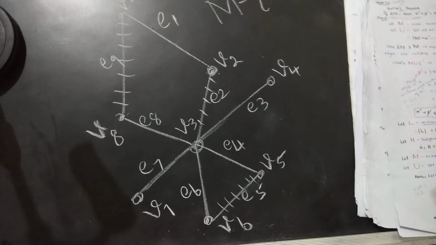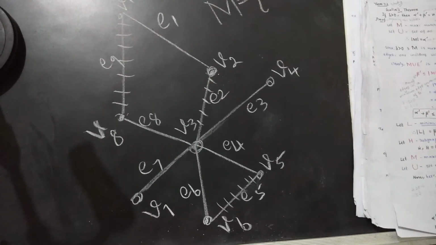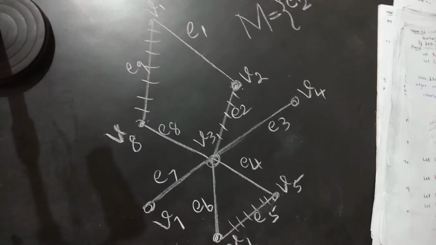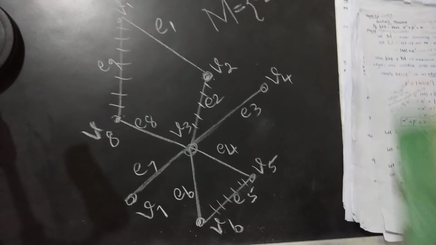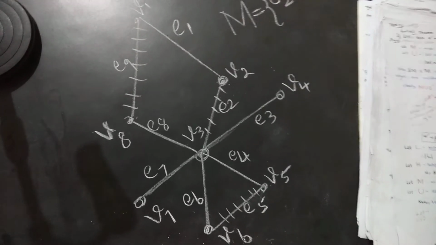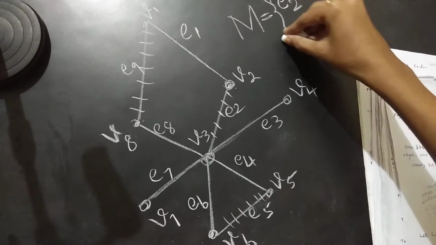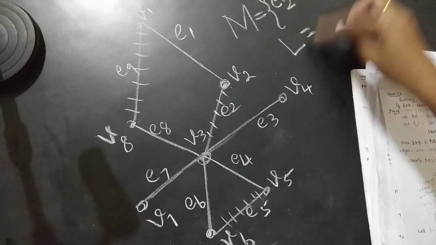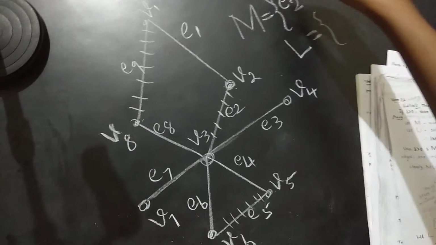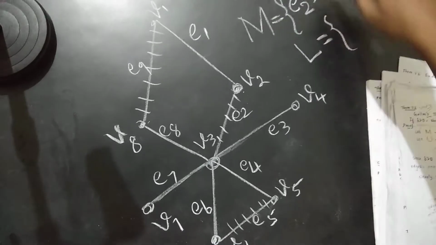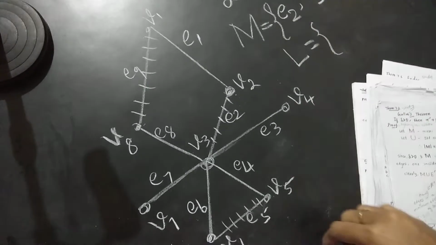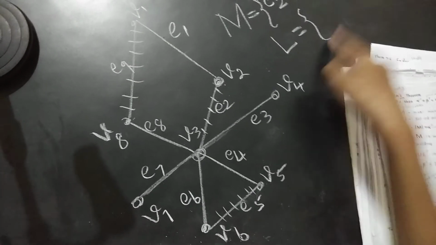Beta dash means, as I explained, the number of edges in a minimum edge covering of G, right? So to understand it, you have to know what is called minimum edge covering. Here I am writing the minimum edge covering. I am giving a name to it, that is L. The number of edges in a maximum matching is alpha dash. Here alpha dash is equal to 3, right?